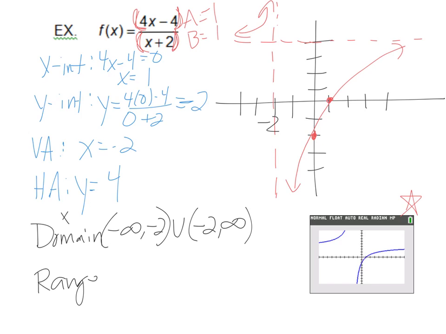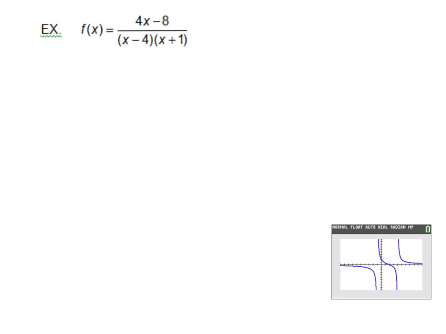The range, all of the y values from low to high. So the lowest curve is the one on the lower right, and the lowest it goes is -infinity, and then it goes up until it hits the asymptote at 4. And then on the other side, it starts at 4, and then it goes up forever. Let's try one more.